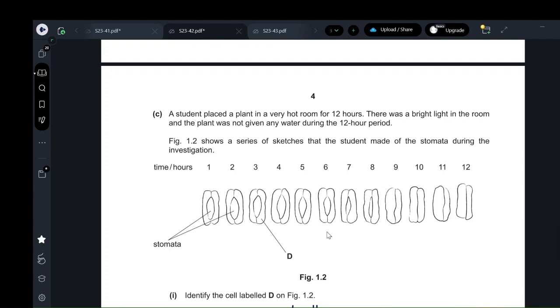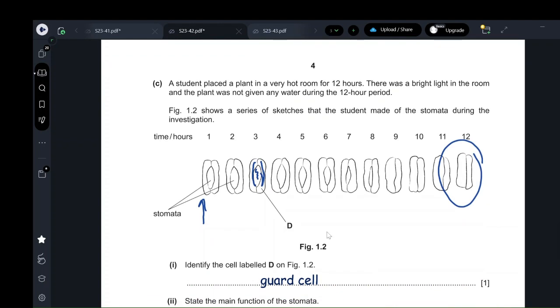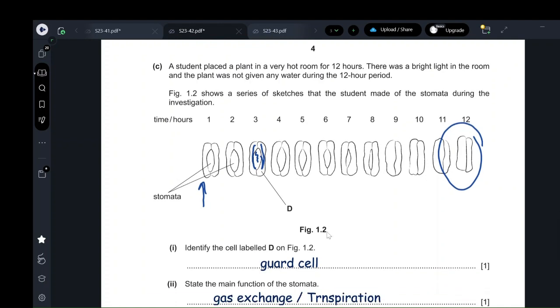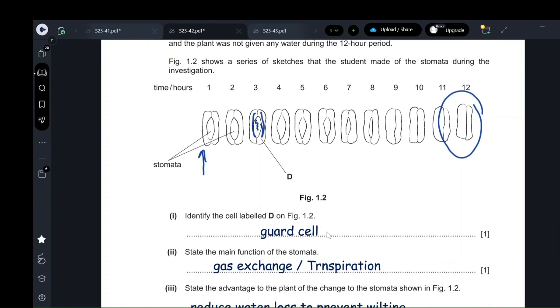The figure shows a series of sketches of the stomata. This is how the stomata looked, and this is how it looked after 12 hours. Identify the cell labeled D. The stomata is in the middle. What is D? It is the guard cell. What is the main function of stomata? It allows gas exchange, carbon dioxide and oxygen, and is also needed for transpiration. Either gas exchange or transpiration.